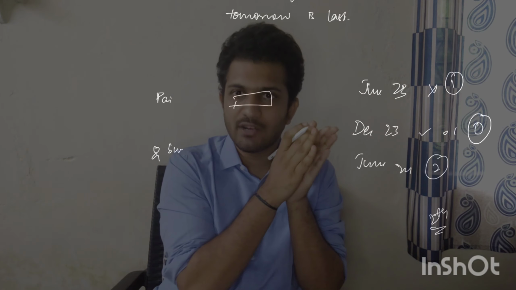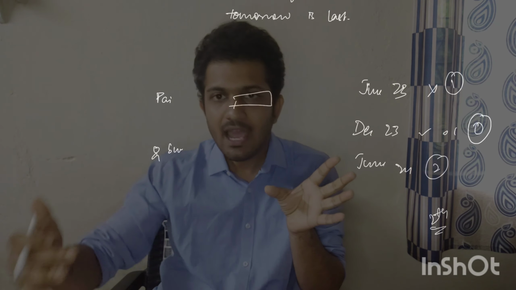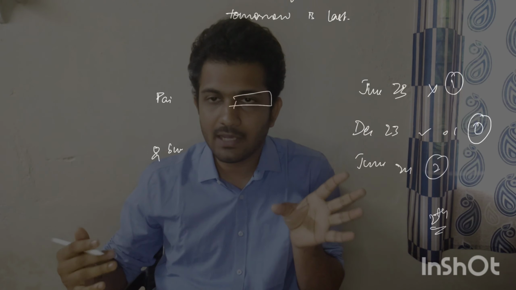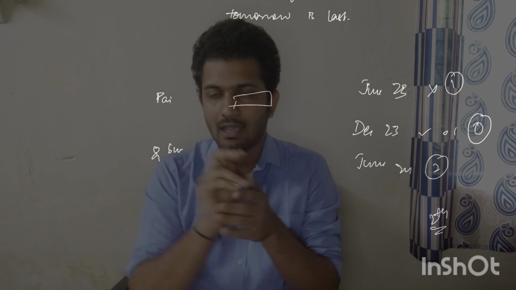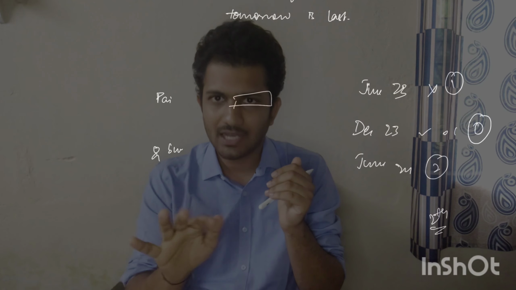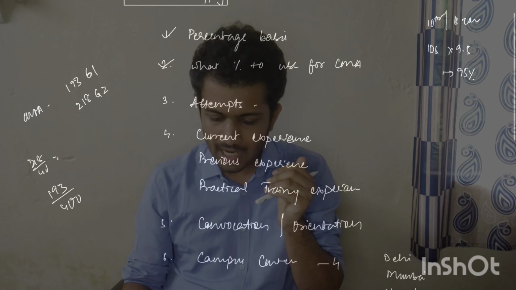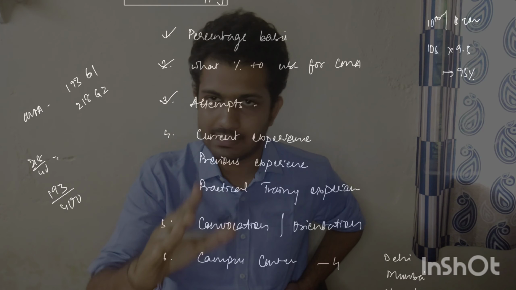Like if he has qualified Group 4, okay, Group 3 he paid the fees but didn't attend the exam, and again he paid the fees and attended the exam and qualified Group 3. Then it will be Group 4 one attempt, Group 3 two attempts. Likewise, I think we're done with the attempts as well. If you have any doubt, just comment below, I'll answer you.